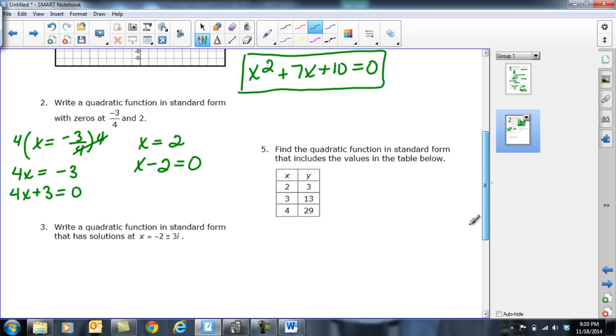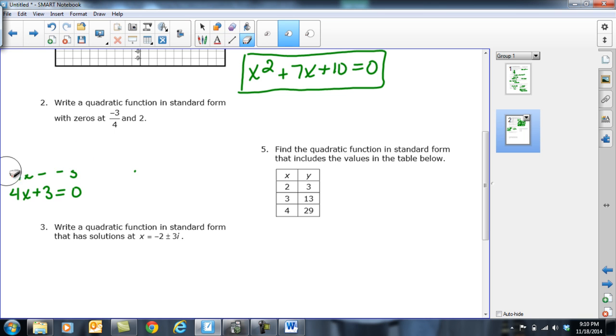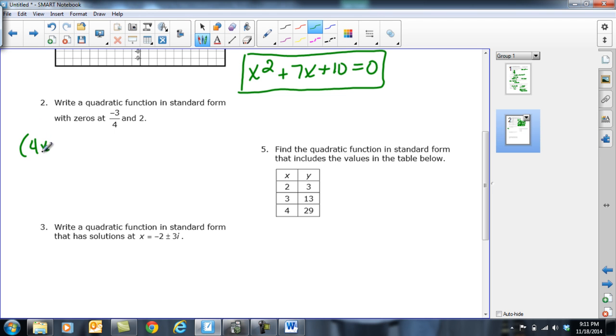And I'm going to run out of room here. But what I would have to do is take my two factors. I'm going to erase so that I can make some room. So I hope you were able to get that all copied down. If not, peek at a buddy's notes real quick. My two factors were 4x plus 3 and x minus 2.